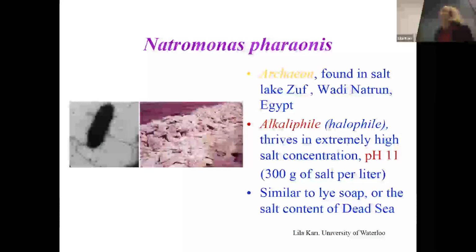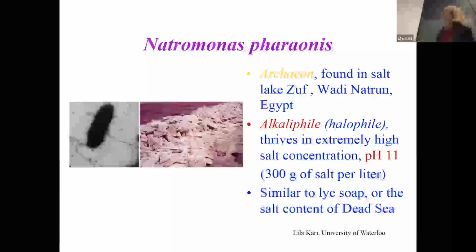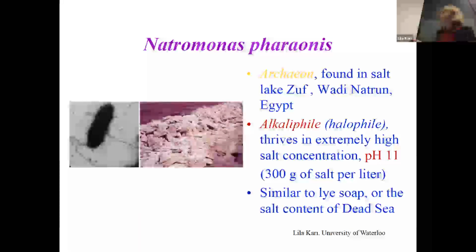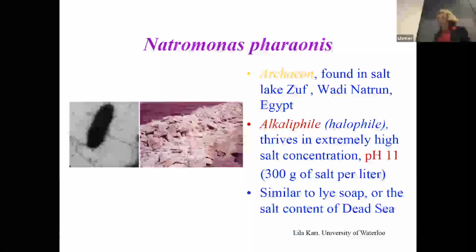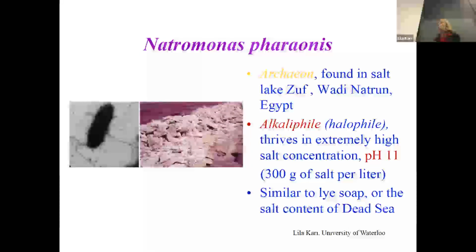Okay, I think this is my last example, Natronomonas pharaonis. It's an archaeon found in a salt lake in Wadi Natrun in Egypt. This is an alkaliphile and halophile, thriving in extremely high salt concentration, with a pH of 11. To explain this in ways that we can understand, this is 300 grams of salt per liter of water. That's very salty. It's more than a cup of salt in a liter. And the thing loves that stuff, right? That's where they like to live. So this is similar to lye soap or the salt content of the Dead Sea, which is called the Dead Sea because everything else is dead there.